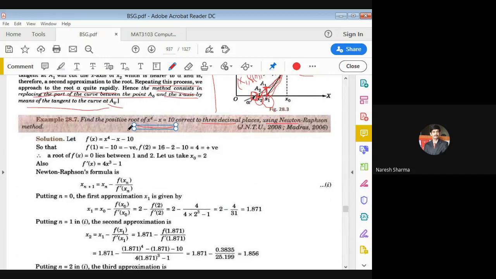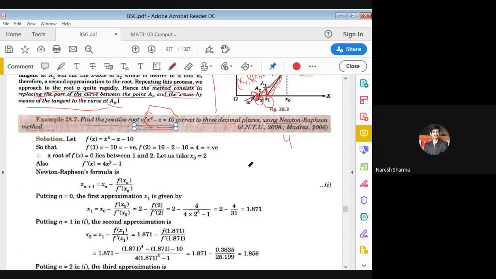It is always advisable to go for 1 extra decimal at least using the Newton-Raphson method. Another thing, if you see this example, here we have the polynomial equation of degree 4. The equation with degree 4 means it has 4 roots. But in all numerical methods, in one go, we are able to find only one root. So here we are interested to find only the positive root.